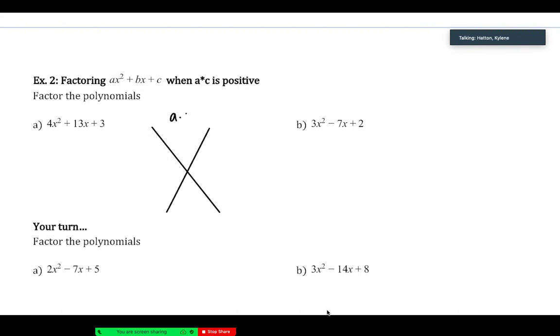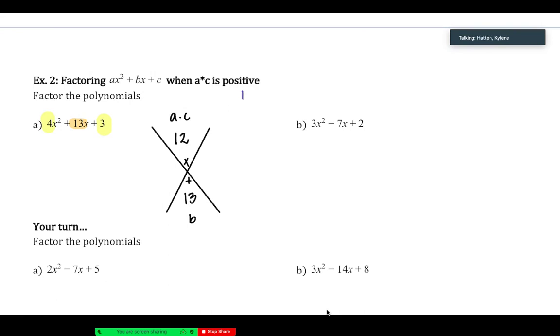A times C is going to go on top, B is going to go on bottom. So A is 4, C is 3. So A times C is going to be 12. And then B is 13, so 13 goes on bottom. So we need numbers to multiply to 12 and add up to 13.